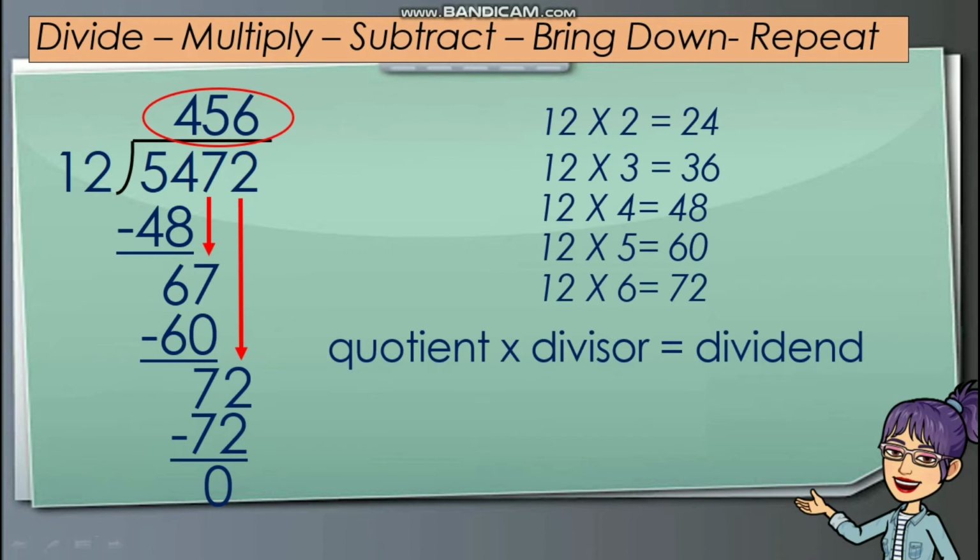To check if our answer is correct, or if the quotient is correct, we are going to multiply 456 by 12. So 456 times 12 is equal to 5,472, which is our dividend. So the answer in checking should be equal to the dividend. If not, it means your answer is wrong. Let's have our next example.